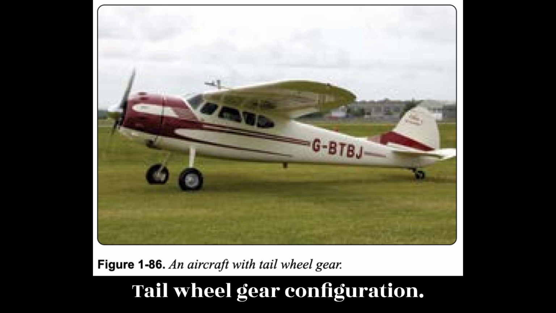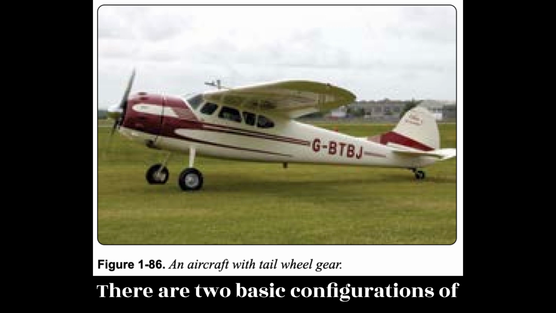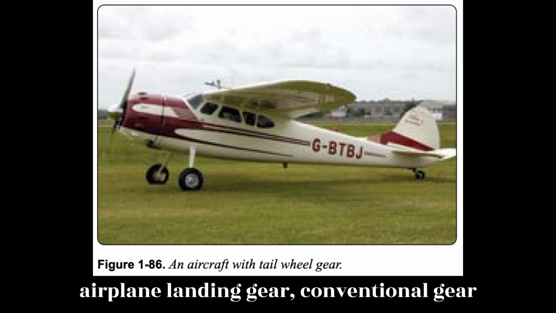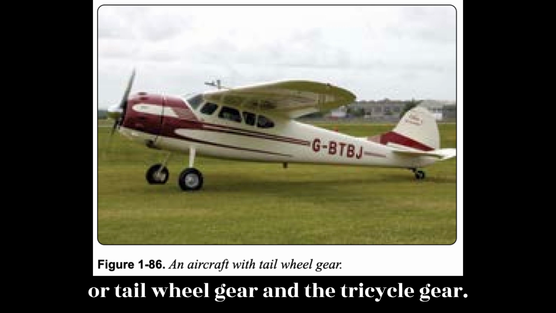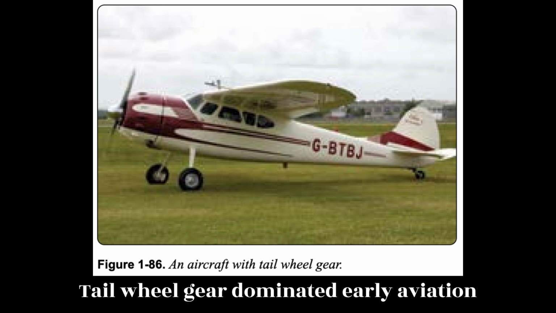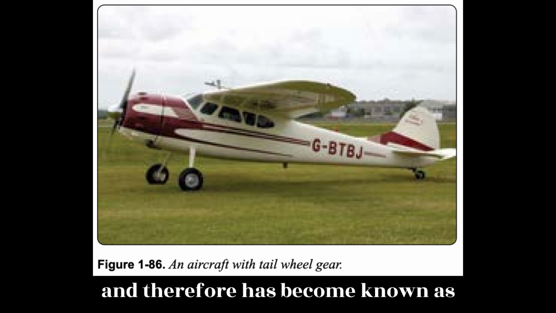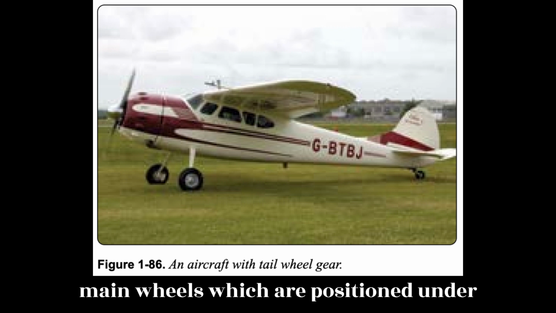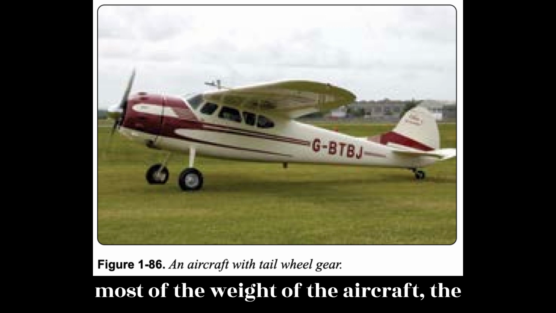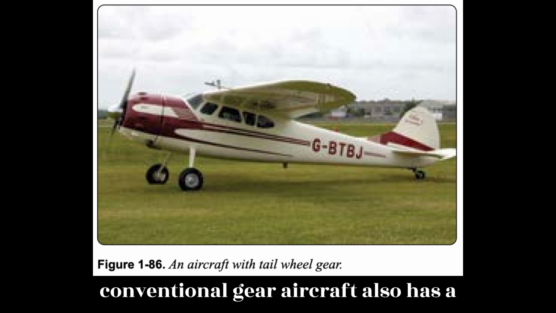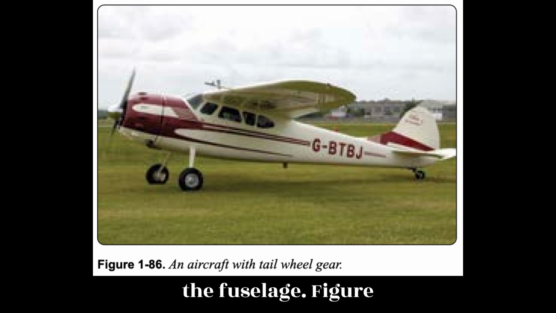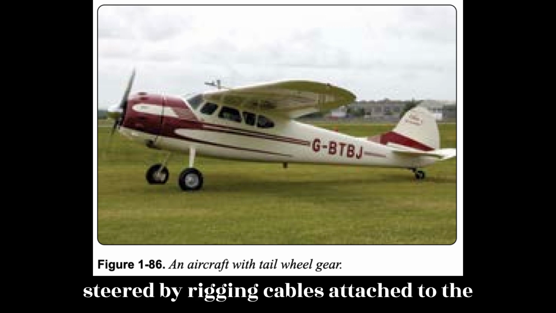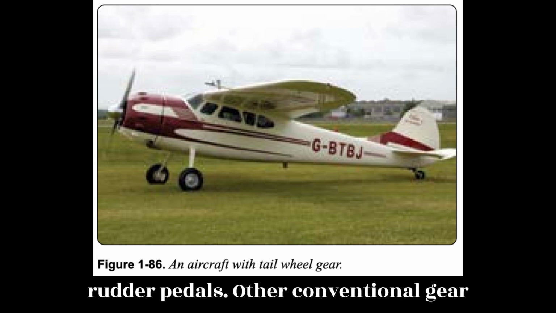Tail wheel gear configuration. There are two basic configurations of airplane landing gear: conventional gear or tail wheel gear, and the tricycle gear. Tail wheel gear dominated early aviation and therefore has become known as conventional gear. In addition to its two main wheels, which are positioned under most of the weight of the aircraft, the conventional gear aircraft also has a smaller wheel located at the aft end of the fuselage. Figure 186. Often this tail wheel is able to be steered by rigging cables attached to the rudder pedals.